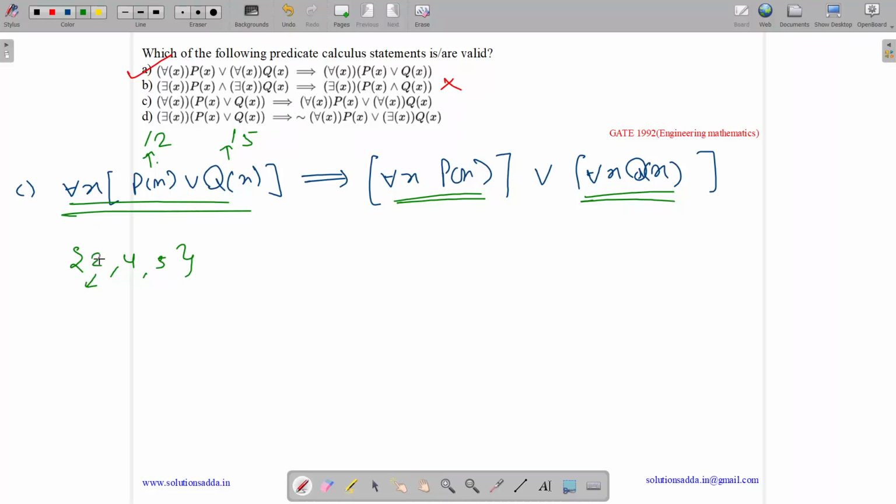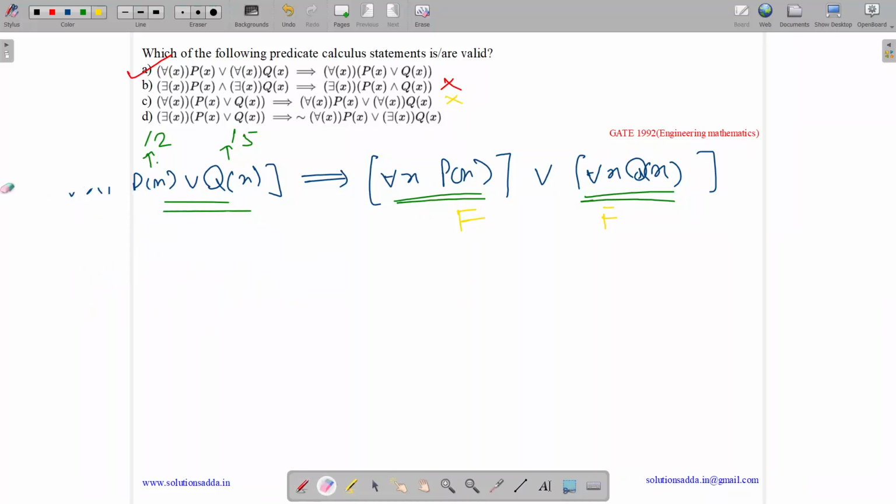Yes, 2 is divisible by 2, so p is true. 4 is divisible by 2, so p is true. 5 is divisible by 5, so q is true. Which means for all items, either p is true or q is true. And this one means for all items p is true, or for all items q is true. Which means p should be true for all of them. No, as 5 is not divisible by 2. Or q is true for all of them. No, as 2 and 4 are not divisible by 5. So this one is also false, this one is also false. So this statement is not valid. So option C is also false.